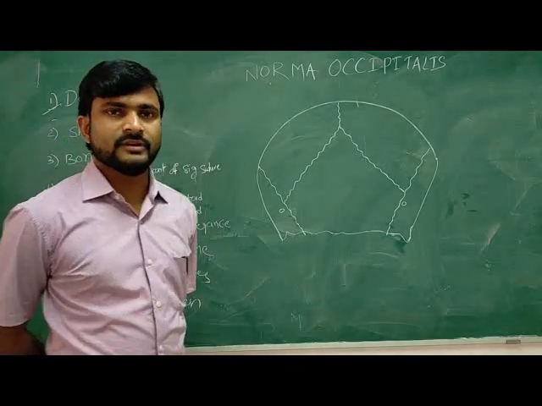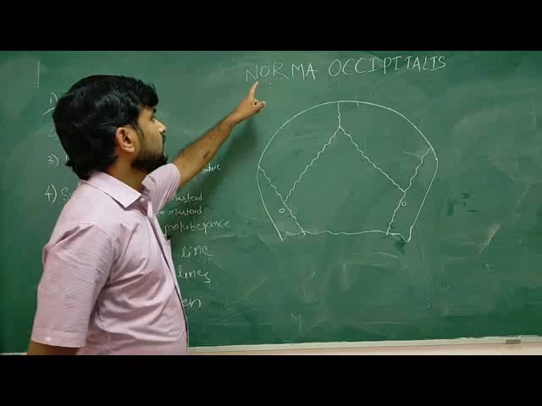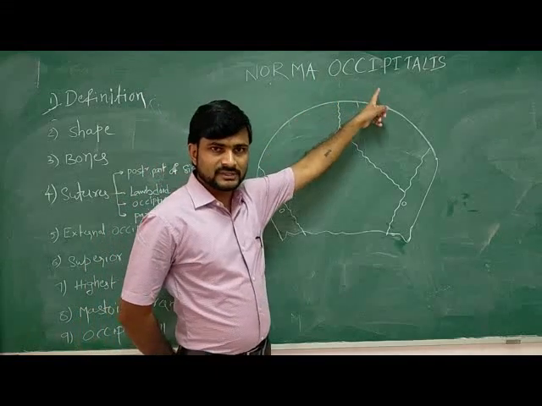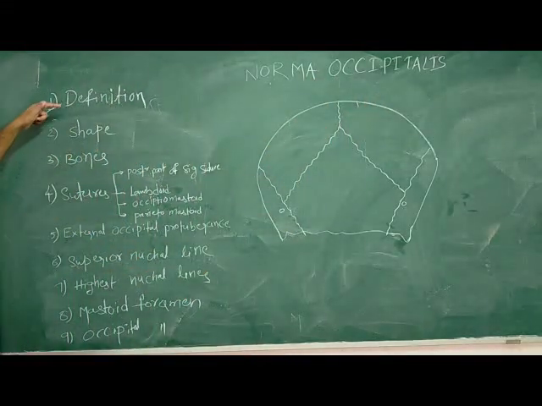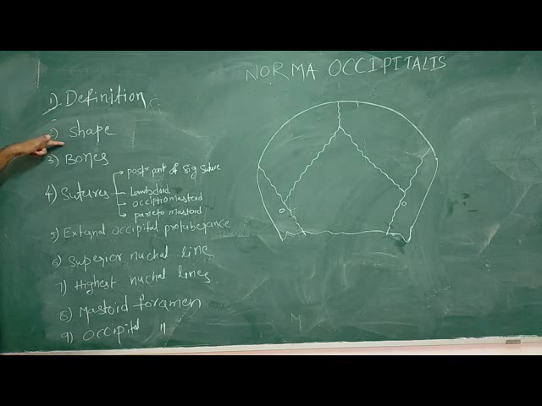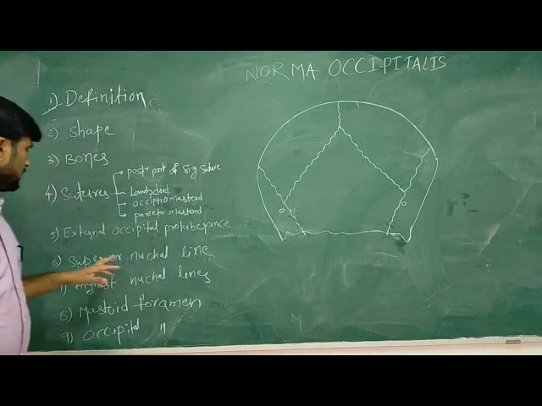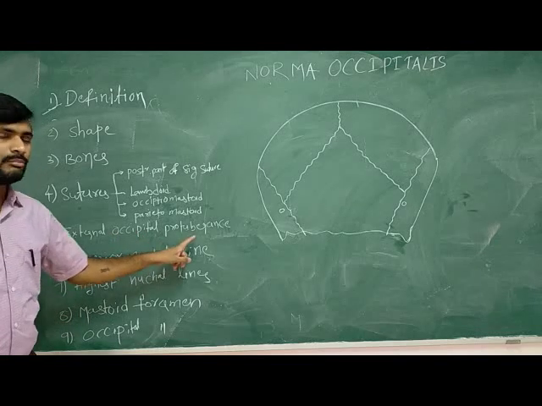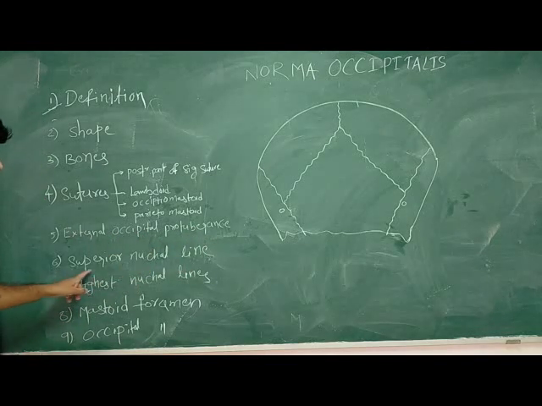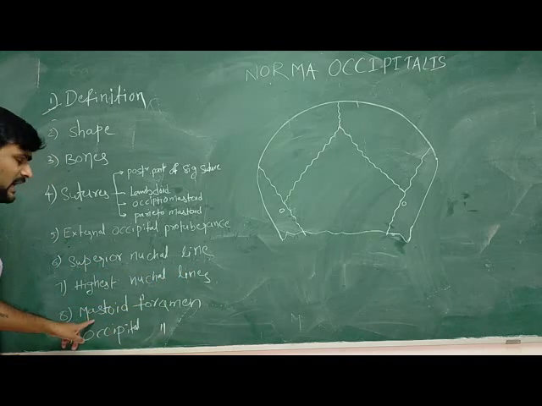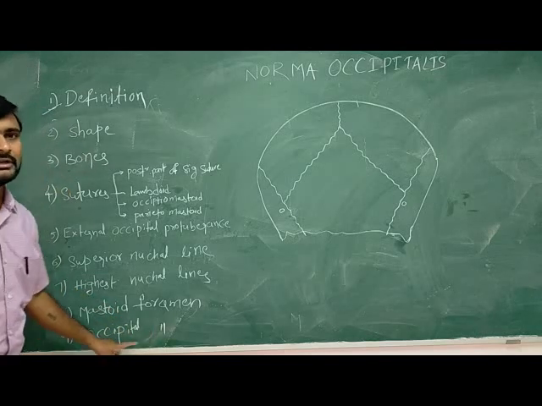Students, today we are going to discuss the norma occipitalis. Under the norma occipitalis, we are seeing the definition, shape, what bones are involved in the formation of the norma occipitalis, and the sutures. Those are the four sutures, the external occipital protuberance, the superior nuchal line, the highest nuchal line, and the mastoid foramina and occipital foramina.